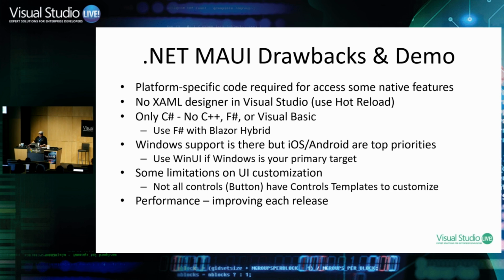And the performance, it's improving with every release. And with .NET 9, there'll be a huge improvement with the AOT, ahead of time compiling. But with things like interop, the native is always the fastest way to go.